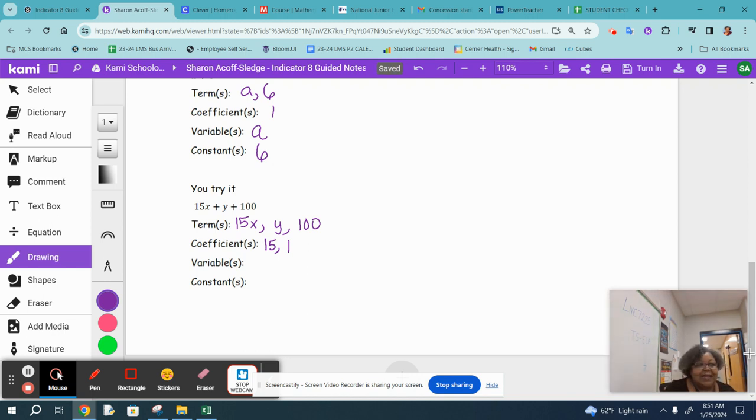Okay. If you forgot the 1, just own it. What are the variables? X and Y. 15 is not a variable, it's a coefficient. What about constants? Okay, now.